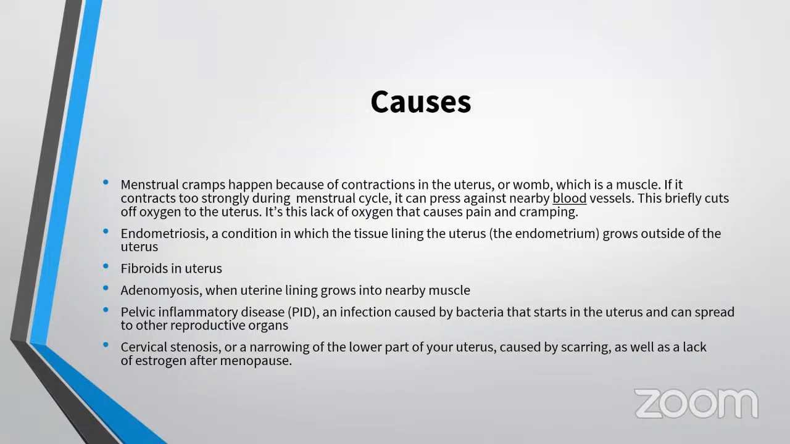So what happens in menstrual cramps is that the uterus contracts too strongly during the menstrual cycle. The uterus contracts very severely and it can press against nearby blood vessels. So this constriction stops the blood flow to the area. When the blood flow is stopped, the oxygen supply is stopped. So that is what causes severe pain in the uterus during the menstrual period. It is because of the lack of blood supply, which prevents oxygen, that leads to feeling heavy pain in the uterus during the menstrual cycle.